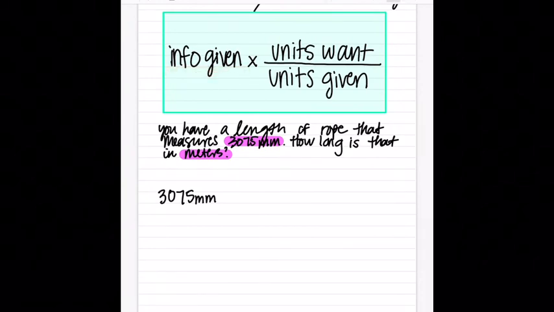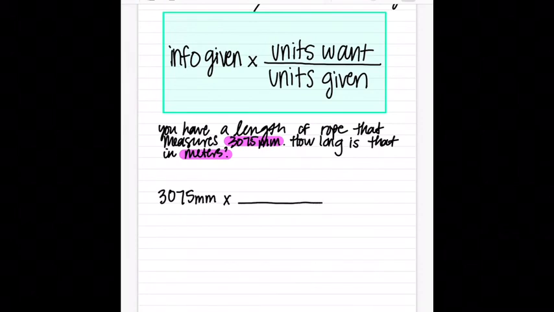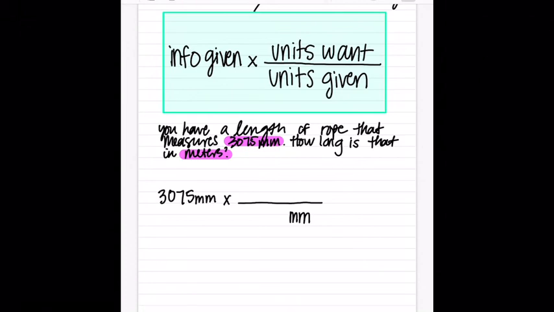I wrote down the information that was given, so now I need to write down the units that were given, the units that my problem was written in. Oh, that is not an equal sign, excuse me, that's a multiplication sign. The units that were given were millimeters. Then the units that I want go on the top. I go back to my question and see what it's looking for. It's looking for meters, so the units I want are meters. So I'm going to put meters on top.